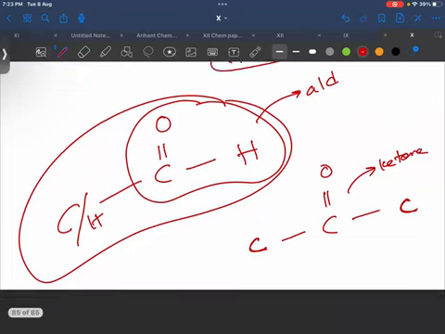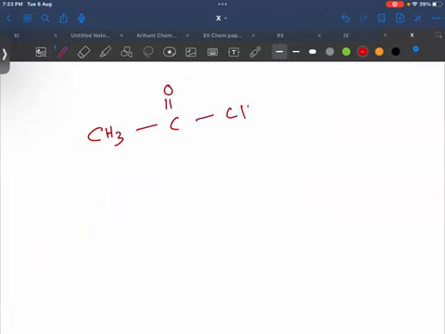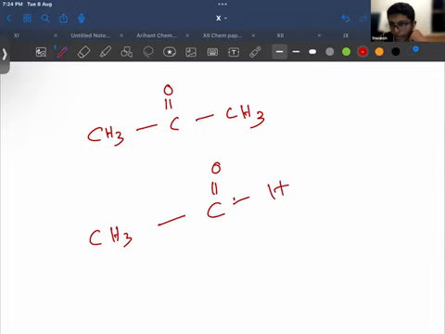Okay. Now look at the example. For example, CH3, C double bond O, CH3. What is this? Aldehyde or a ketone? Sir, is it a ketone? Yes, it is a ketone. For example, look at this: CH3, C double bond O, H. Aldehyde or ketone? Aldehyde.